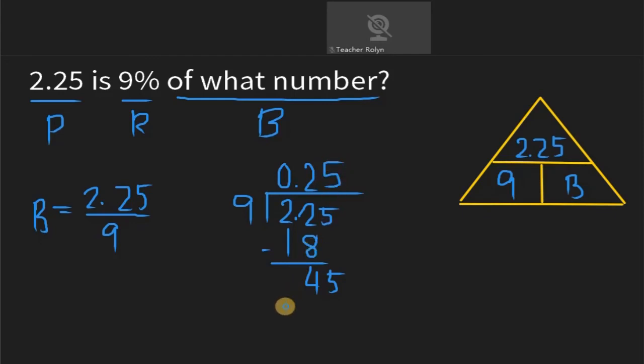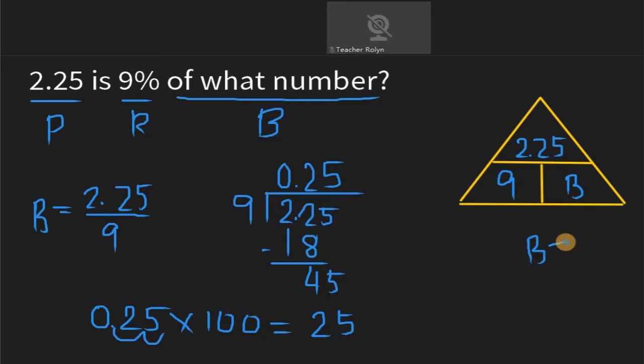So again, this is just only 1% of the number that we are looking for. Let us multiply by 100. So we have here 0.25 times 100, or you just have to move 2 places to the right. So we have here 1, 2, that will be 25. So our base is 25. So again, don't forget to multiply by 100 after you have divided kapag hinahanap natin si B.